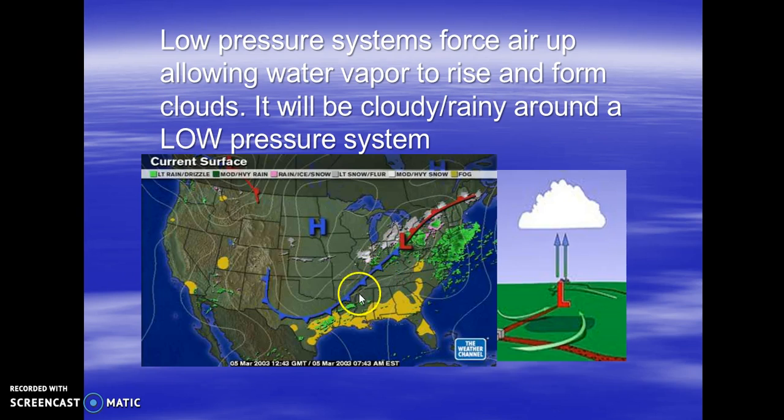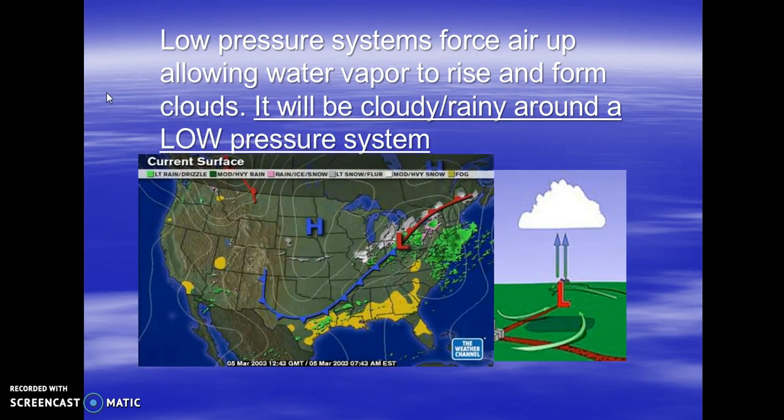It just so happens that this cold front's coming through and it's causing the precipitation back here to be snow and ice. And on the front side, it's just rain because it hasn't reached there. You can see the warm front here. So with a low pressure system, key thing is it's going to be cloudy and rainy. Right, what's underlined?